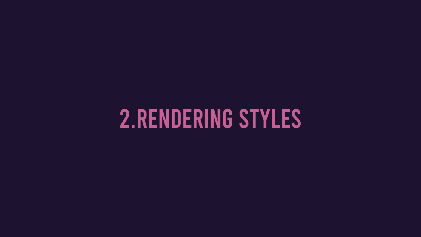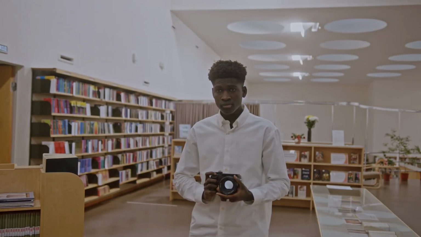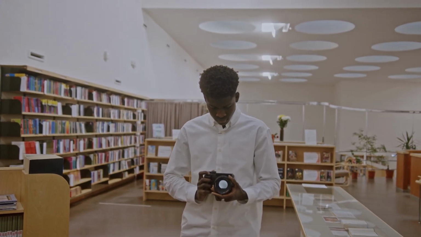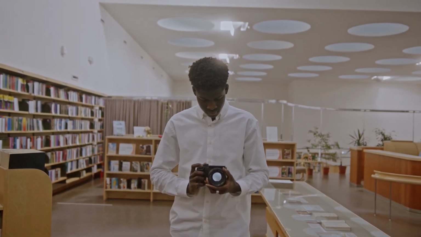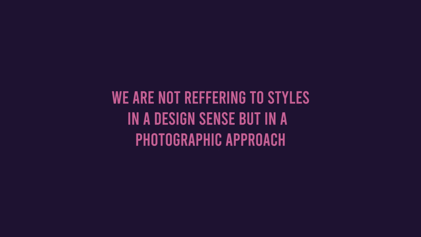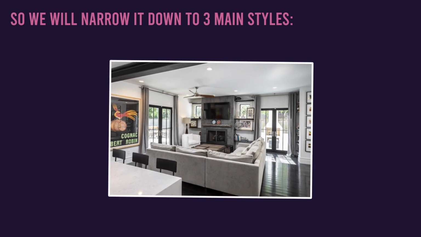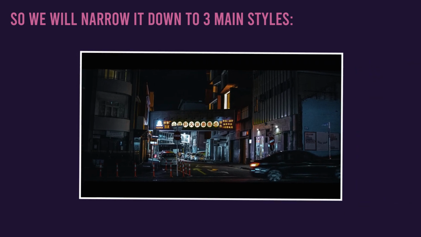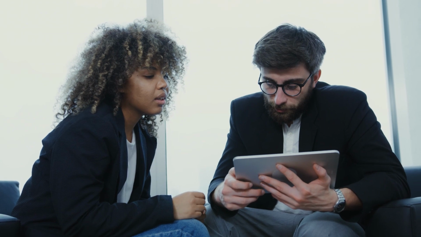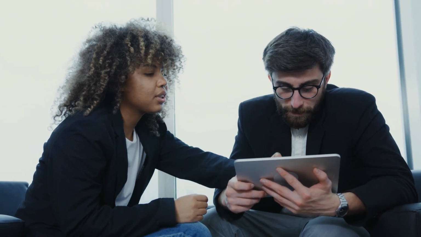Number two is rendering styles. Quality is where the 3D technical knowledge ends, and rendering styles is where real photography skills kick in. We are not referring to styles in a design sense, but in a photographic approach. So we will narrow it down to three main styles. Number one, real estate shots. Number two, architecture shots. And number three, cinematic shots. Each of these styles has a different way to look at the spaces and how they capture the viewer's attention and emotions.